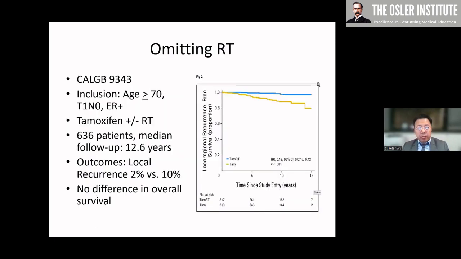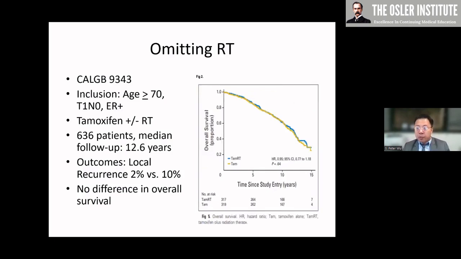Oncology B9343 looked at an older population, 5 years older, age 70 or greater, T1N0 ER positive with tamoxifen plus or minus radiation. Again, you see a separation in the curves at approximately 15 years follow-up. There was a local control recurrence difference of 10% versus 2%, approximately an 8 to 10% difference if you omit radiation. Again, no difference in overall survival whatsoever, none.